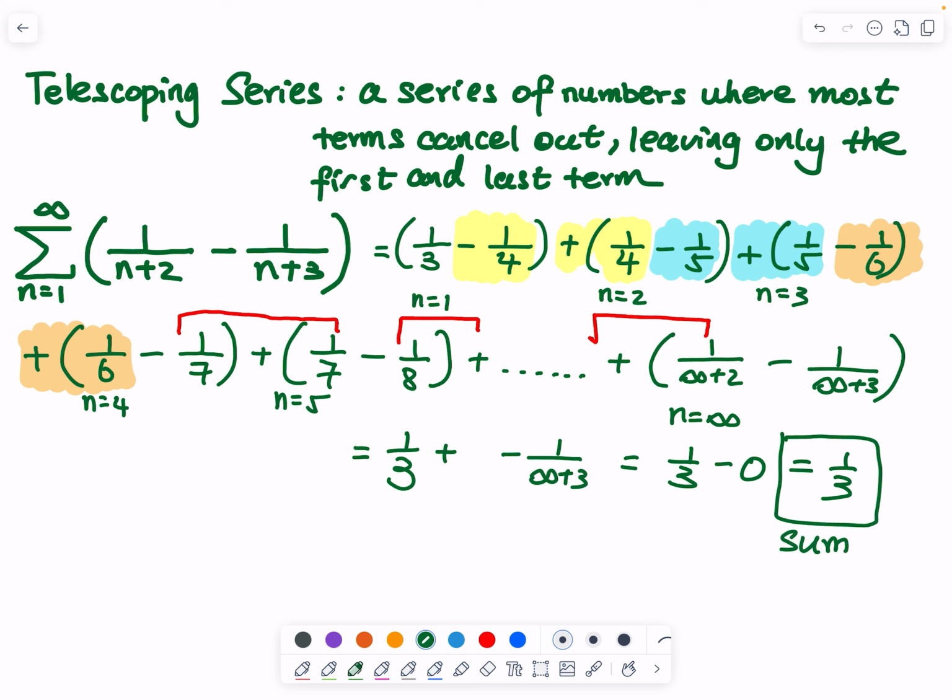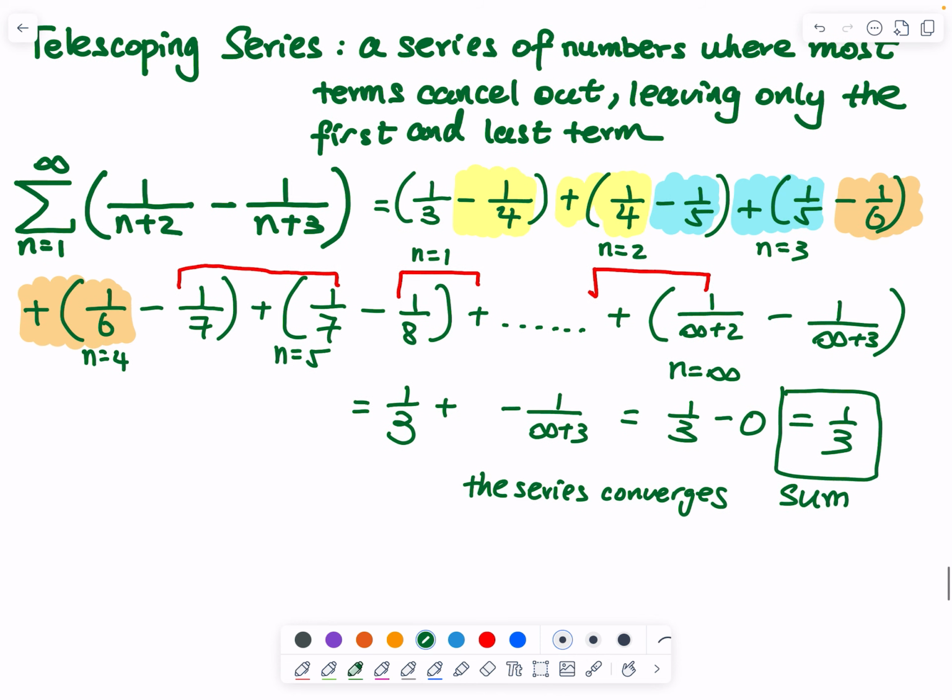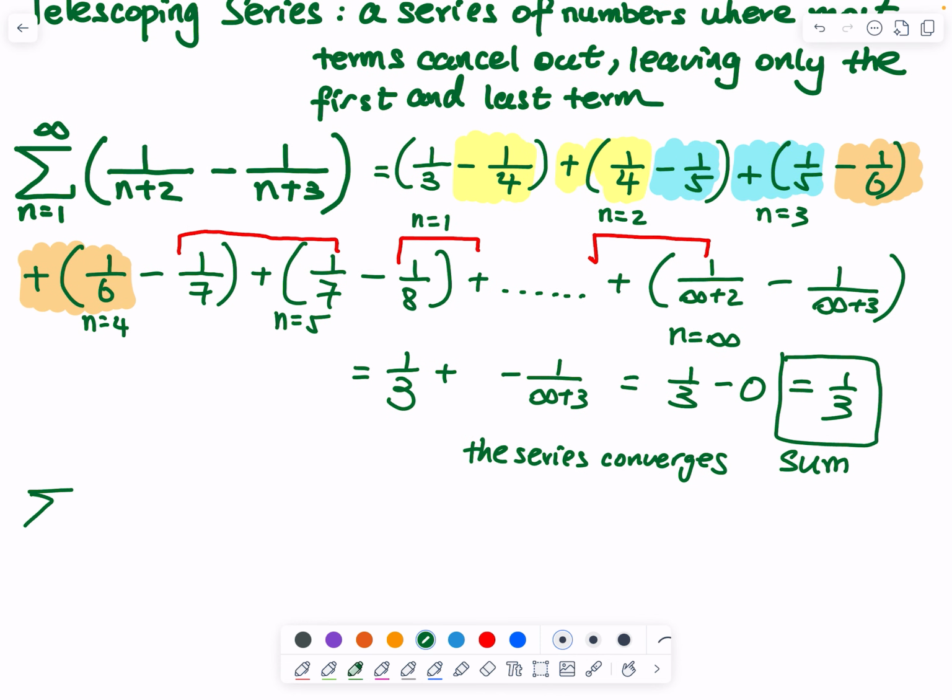Since the sum is equal to a real number, we say the series converges. So that is a great example of studying the telescoping series. Another way to do this, which I didn't do because it is not related to a telescoping series, is you can break this down into two series, n equals 1 to infinity of 1 over n plus 2, and then you subtract another series, n from 1 to infinity of 1 over n plus 3.